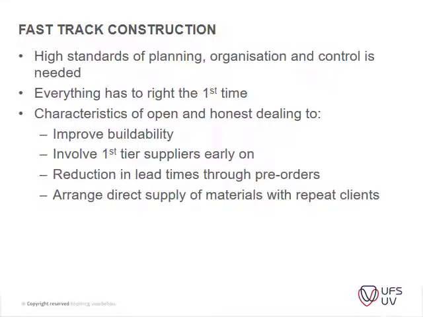Then, fast-track construction continued: high standards of planning are needed, organization and control are needed. Obviously with this type of project, things have to be planned beforehand, and everything has to be right the first time. Unfortunately, with this type of construction, as soon as you've made a mistake, it has a ripple effect on other following items. Characteristics of open and honest dealings to improve buildability: involve first tier suppliers early on.